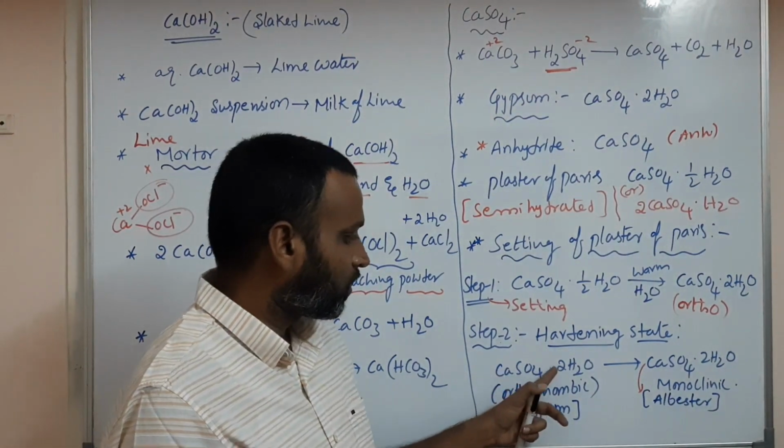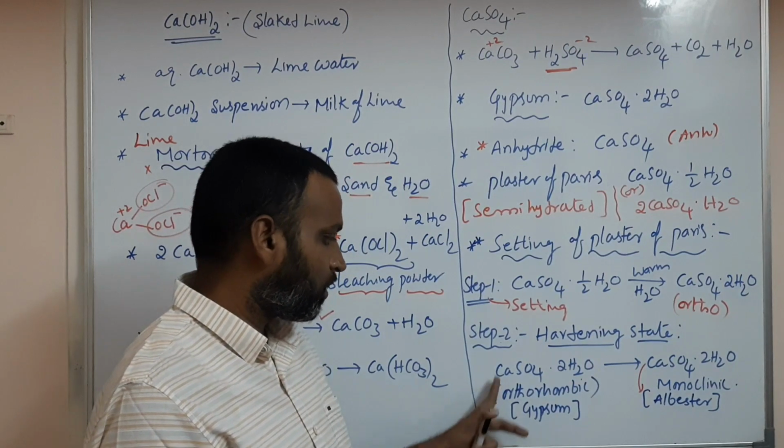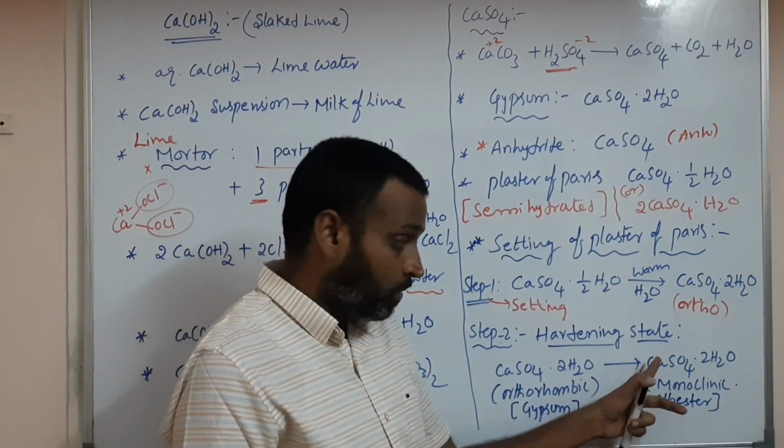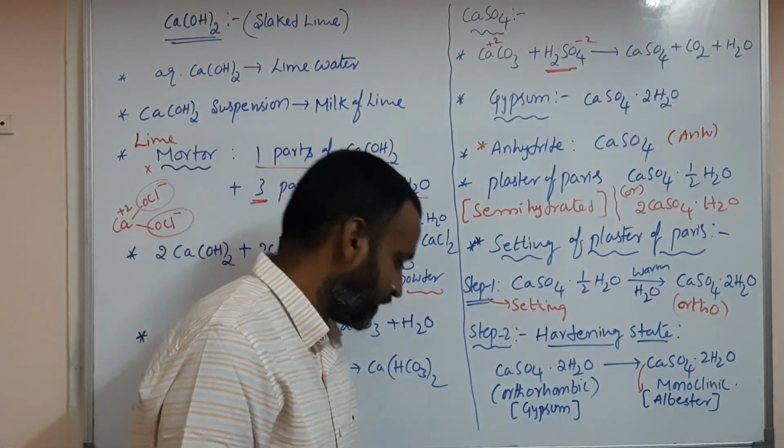So CaSO4.2H2O is gypsum in the orthorhombic form. The orthorhombic form of CaSO4.2H2O is called gypsum. The monoclinic form of CaSO4.2H2O is called alabaster. This is the most important thing.